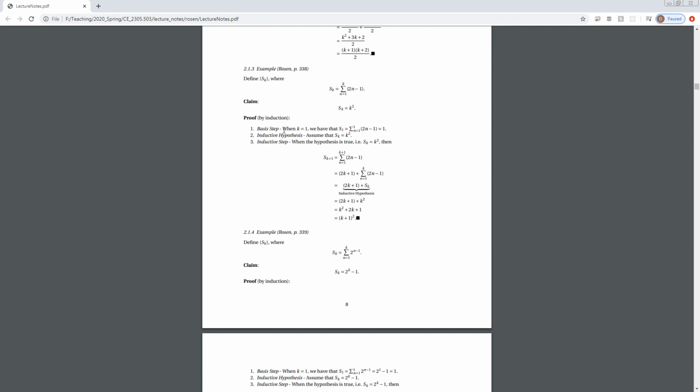So whenever we let k equal 1, then this reduces to just summing over one value, one odd number, and it's 1, and 1 is still 1 squared, right? So we have a basic case. We have some foundation upon which to build.